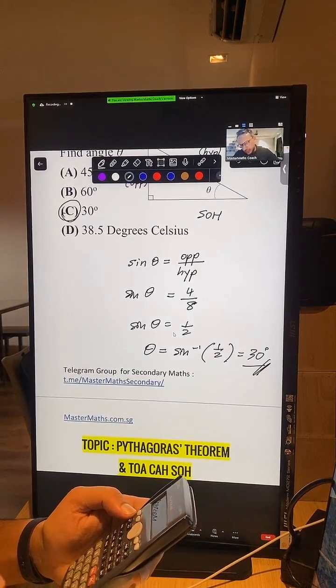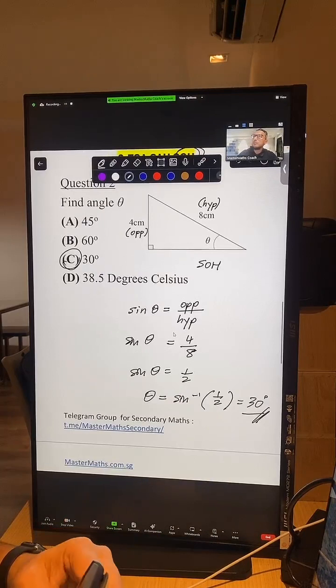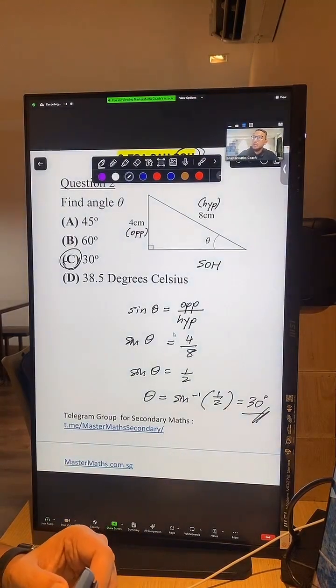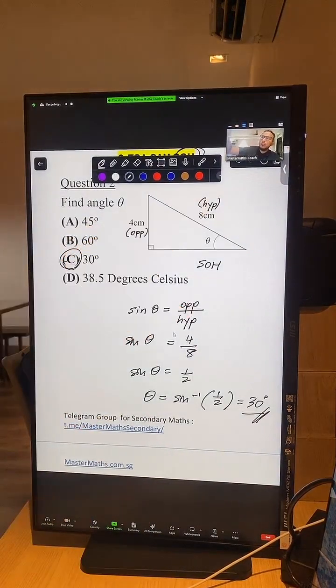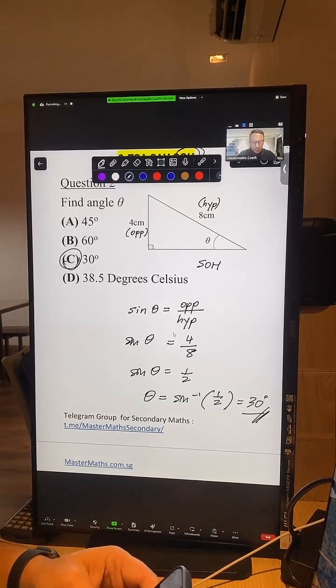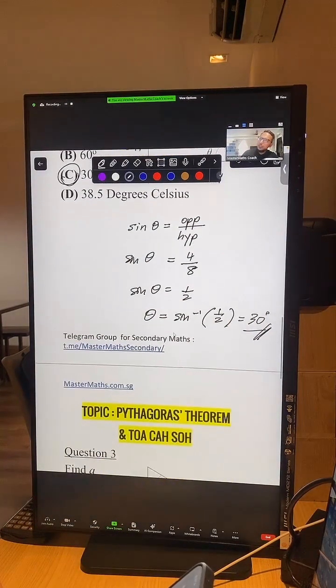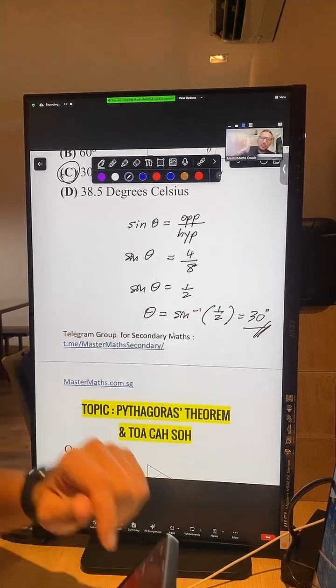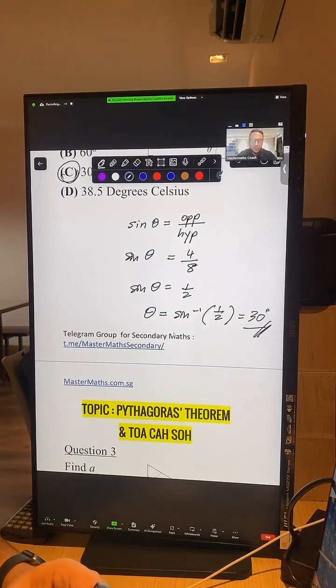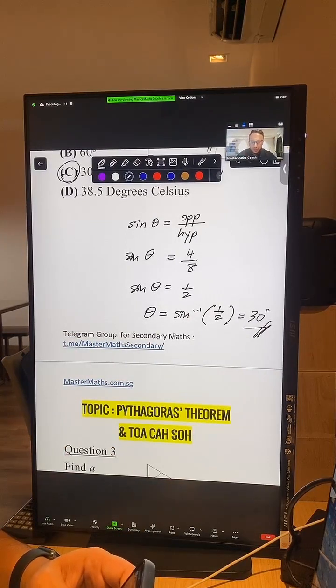C, not A. Someone said A just now, 45 degrees. It's not A. The answer is 30 degrees. Why? Because opposite side and hypotenuse. So we use sine because sine deals with opposite and hypotenuse. Then we substitute in, and then very important, we need to use this thing called sine inverse, which is available on your calculator. Let's just see how people are doing on TikTok. Any questions for me on TikTok?